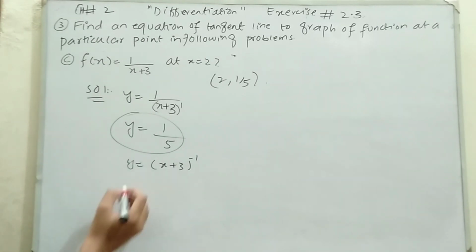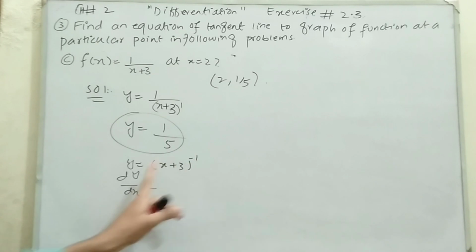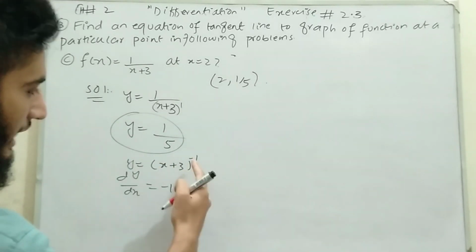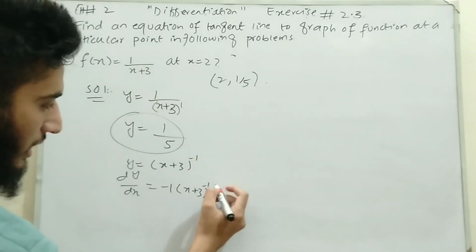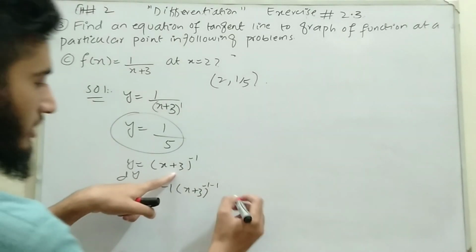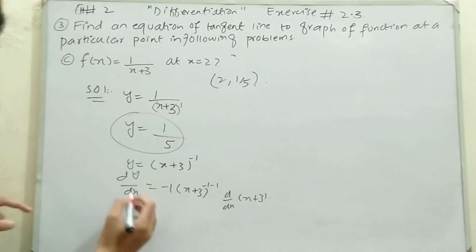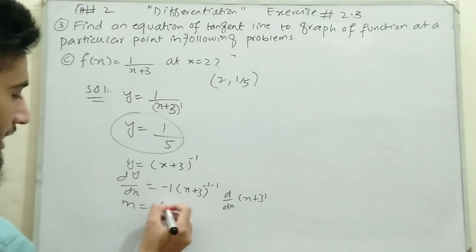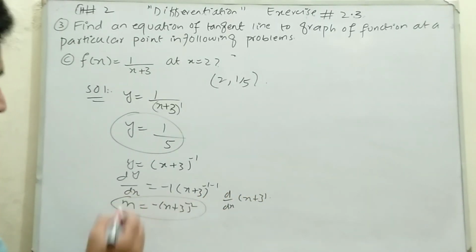Now using the derivative rule, dy by dx will be equal to, using the generalized power rule, the power comes to the front, and after this we subtract 1 from the power. So it becomes x plus 3 power minus 2, and we also take the derivative of the inner function, which is d by dx of x plus 3. After simplification, dy by dx, which is equal to m, is minus 1 multiplied by x plus 3 whole raised to the power minus 2, and this derivative is equal to 1. So this is our slope.